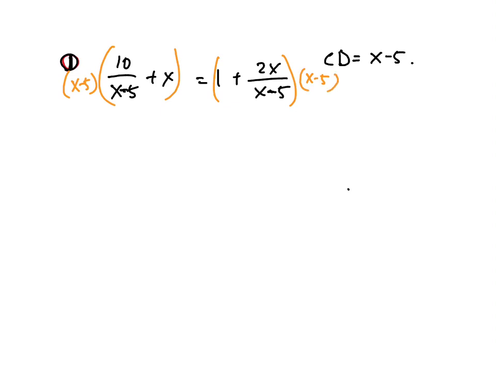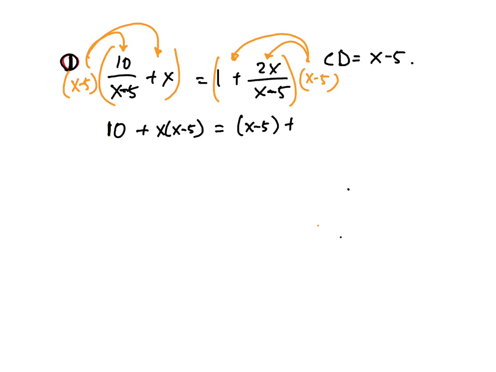Okay, and this means we have to distribute. Okay, alright, so I'm going to work on the left hand side first. If we distribute, x minus 5 cancels out, so I get 10. Plus, if I multiply x minus 5 by the x, I get x times x minus 5, equals. Right hand side of the equation, 1 times x minus 5 is x minus 5.